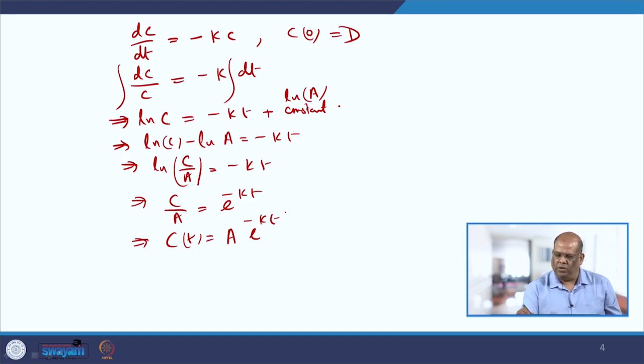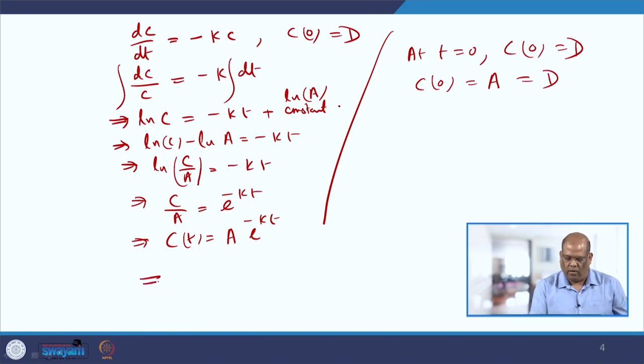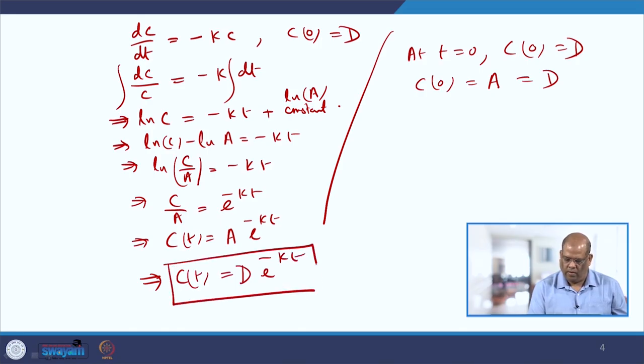Now the initial condition says that at time t equal to 0, the value is capital D. So I put C(0) equal to a, since e to the power 0 is 1, and this value is D. So the value of the constant is D, and C(t) is equal to D e to the power minus kt. So this is the behavior of the concentration of the drug at any time t.